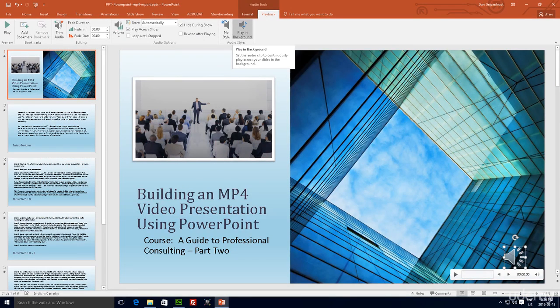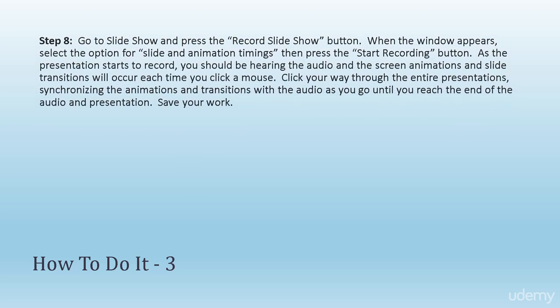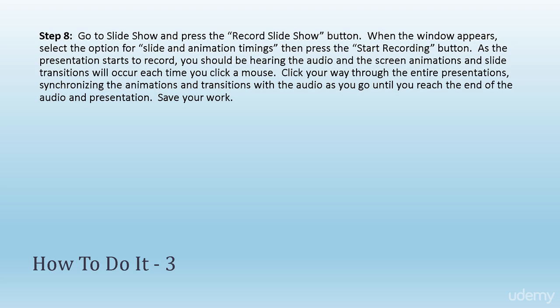Step 7. Save what you have created thus far. Step 8. Go to Slideshow and press the Record Slideshow button. When the window appears, select the option for Slide and Animation Timings. Then press the Start Recording button.